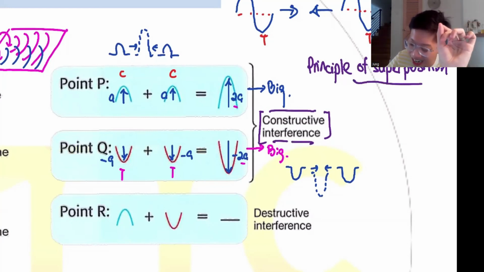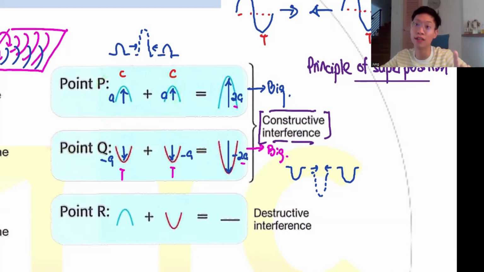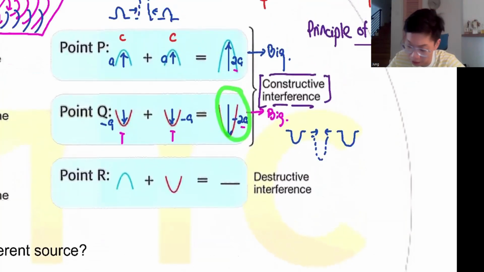Now I can just tell you. Superposition means that when these two waves collide with each other, the amplitude will be added together. This amplitude and this amplitude will add together. That's why A becomes 2A. Then negative A becomes negative 2A. So this is the principle of superposition part.